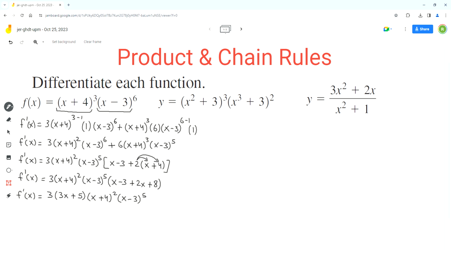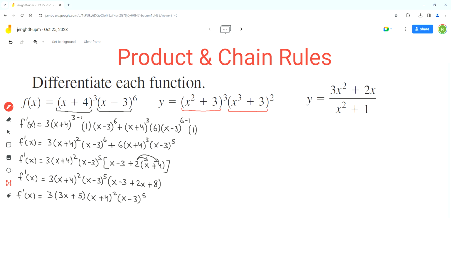Now we can find the derivative of the second function. So I'll use the red color for that. Now the second function is given as y equals (x squared plus 3) exponent 3 times (x cubed plus 3) exponent 2. So for this function, we again have to start with product rule because it's made up of two functions being multiplied. The first function is (x squared plus 3) exponent 3, and then the other function is (x cubed plus 3) exponent 2.